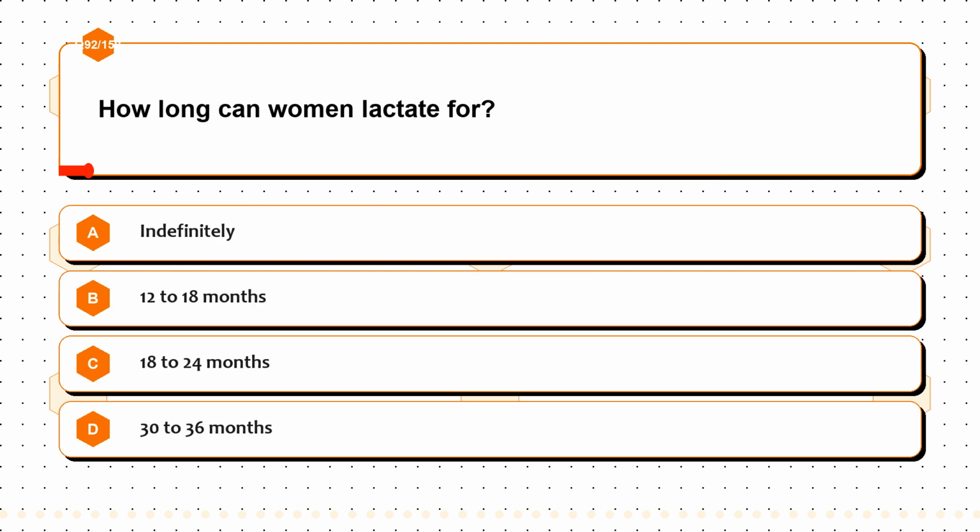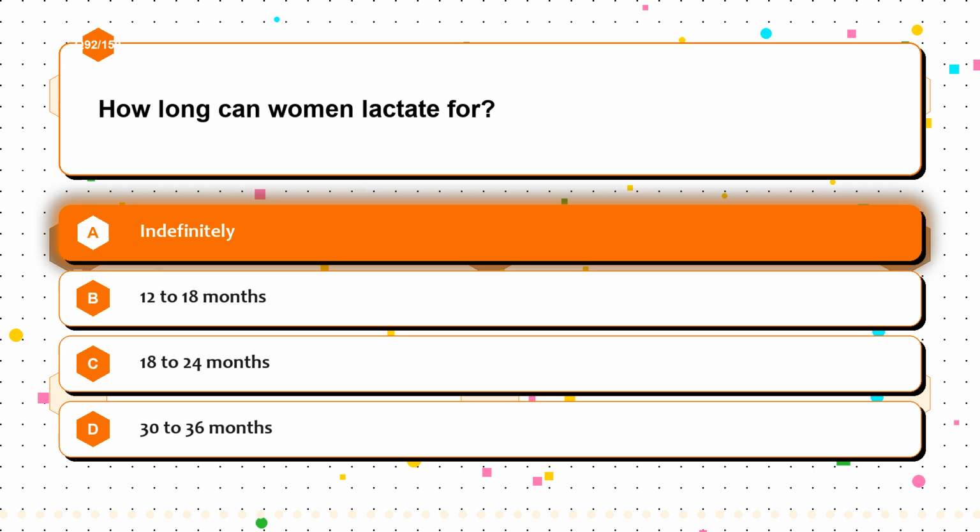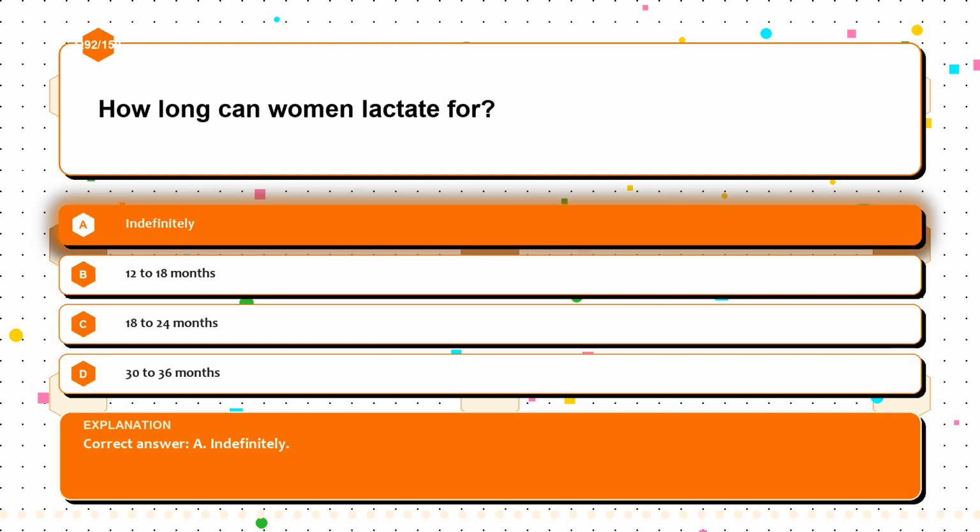Question 92. How long can women lactate for? Here are the options. Option A, indefinitely. Option B, 12 to 18 months. Option C, 18 to 24 months. Option D, 30 to 36 months. The correct answer is option A, indefinitely.